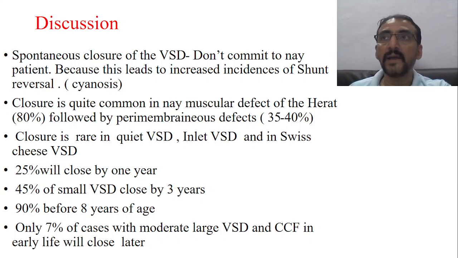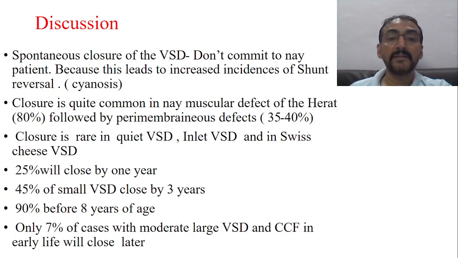If the shunt does not fall into the category that will not close, then 25% will close by 1 year, and 45% of the small VSD may close by 3 years. 90% may close before 8 years of age. If closure has not taken place even after 8 years of age, then there is almost no chance of it closing. Only 7% of the cases with moderate to large VSD and CCF in early life will close later.